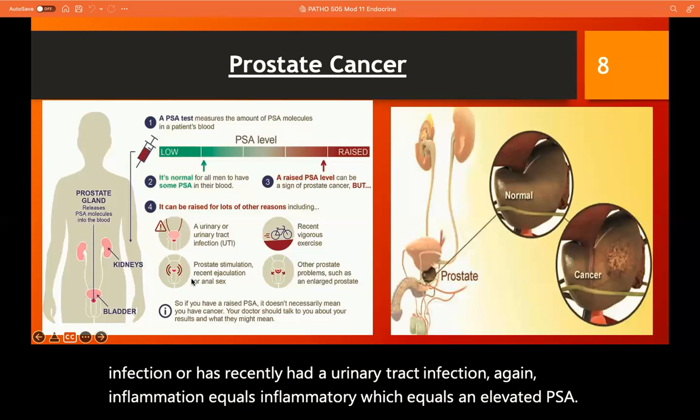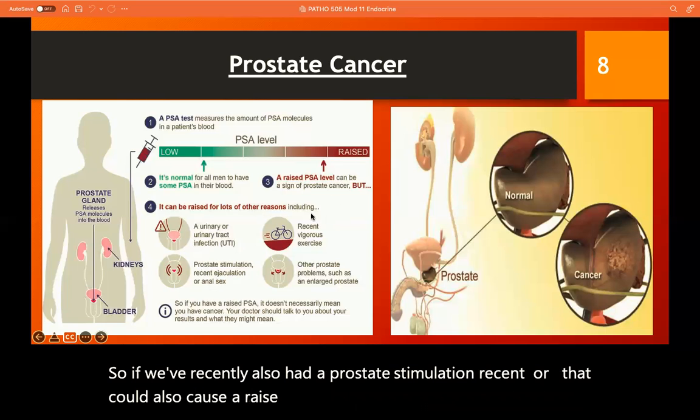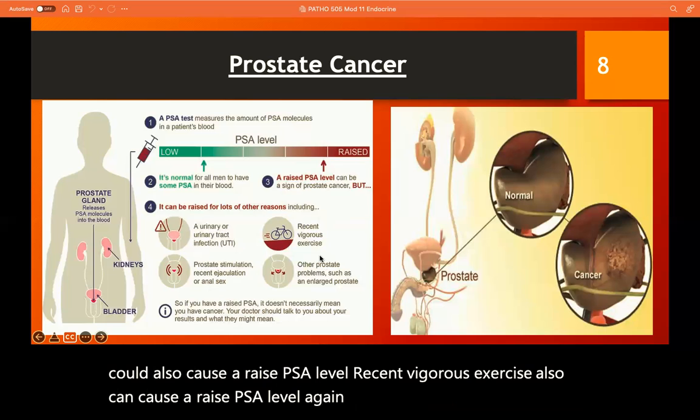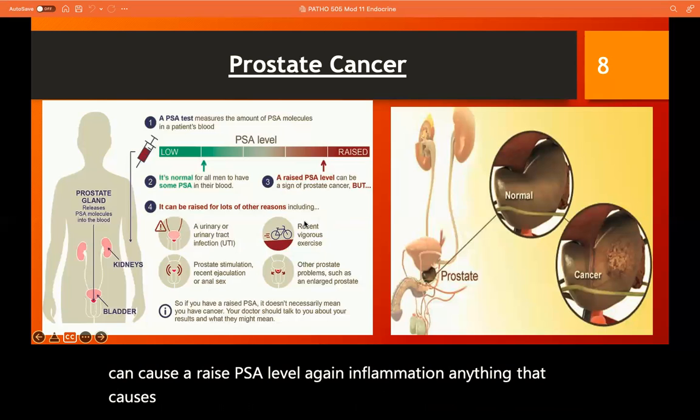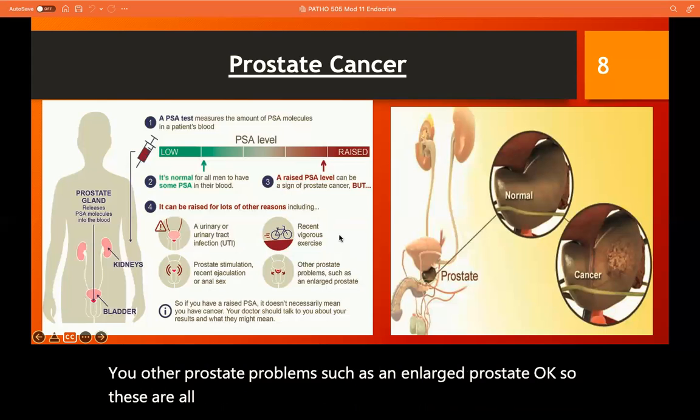Okay, so if we've recently had a prostate stimulation, recent ejaculation, or anal sex, that could also cause a raised PSA level. Recent vigorous exercise also can cause a raised PSA level. Again, anything that causes inflammation can cause a raised PSA level. Other prostate problems such as an enlarged prostate. Okay, so these are all the reasons for the elevated PSA.